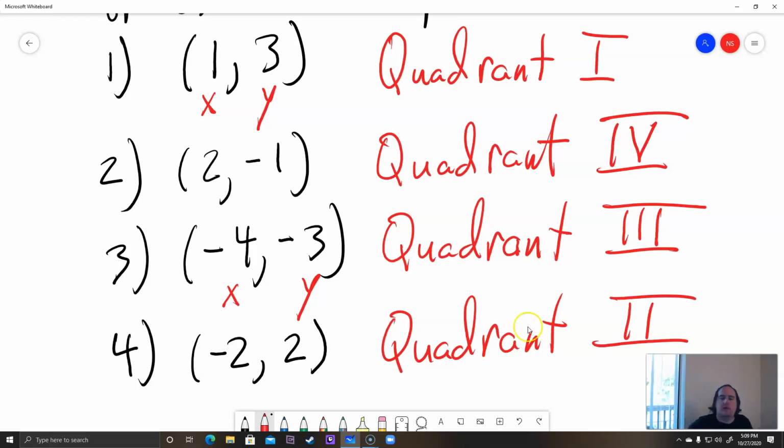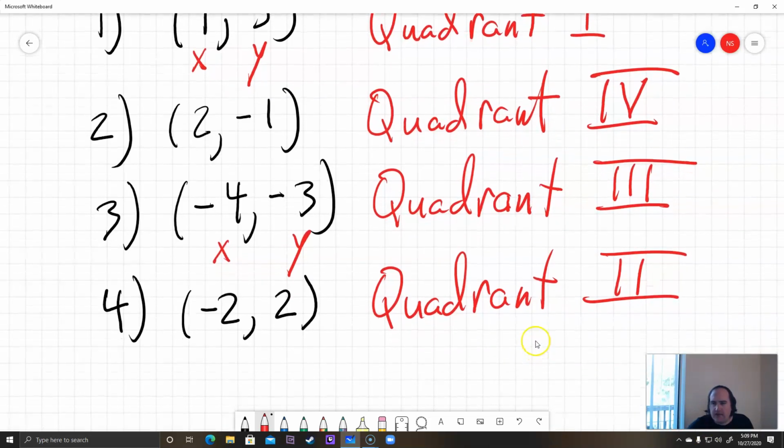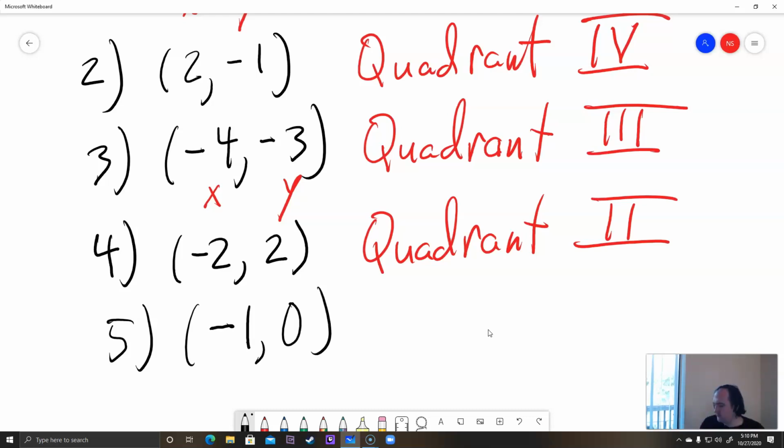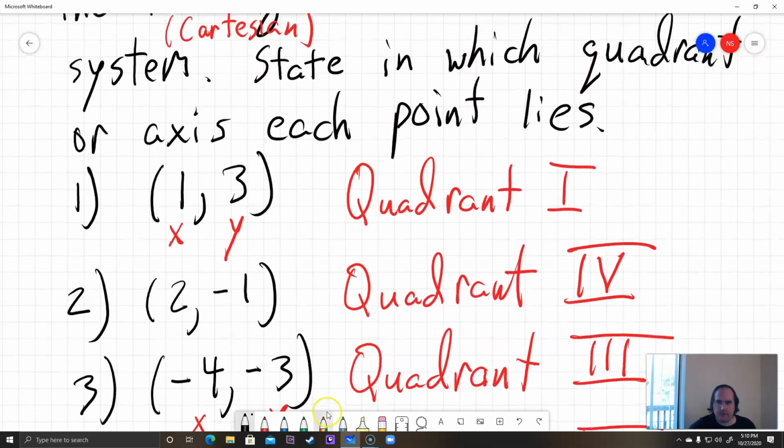And I just want to do a couple more. So we've seen all 4 quadrants, but we haven't seen what happens when it lies on an axis. So for number 5, let's do negative 1, comma, 0. So here, x is negative 1 and y is 0.